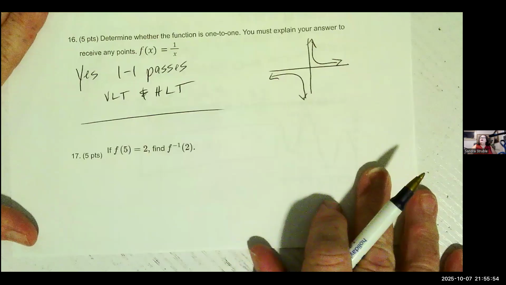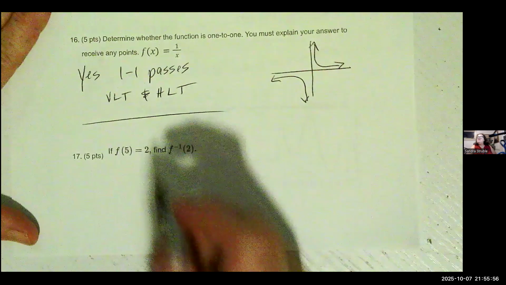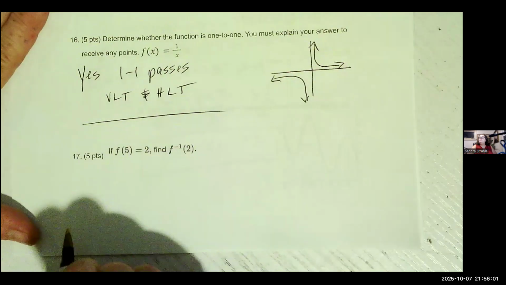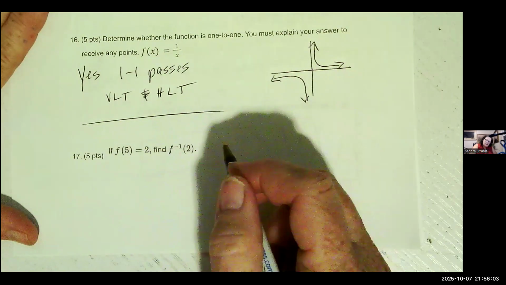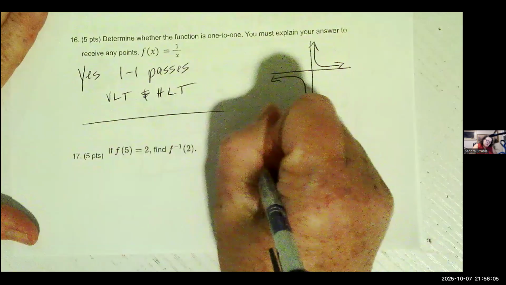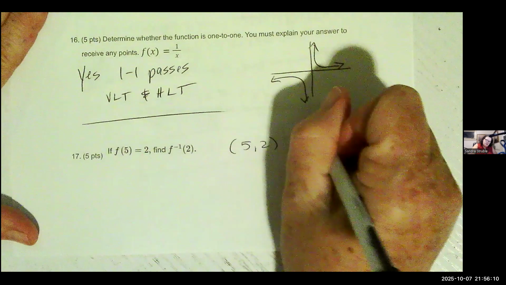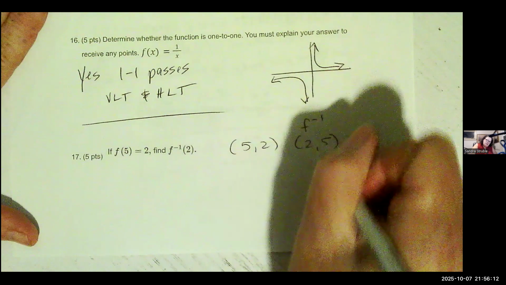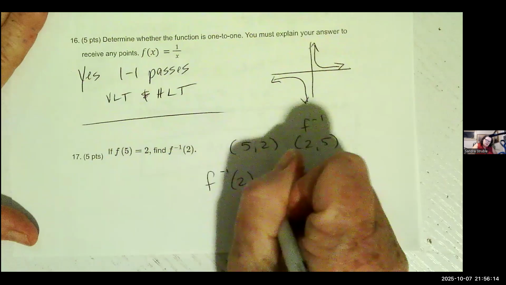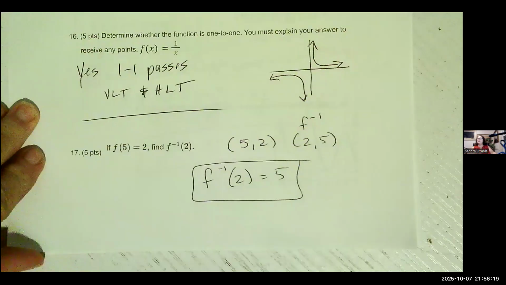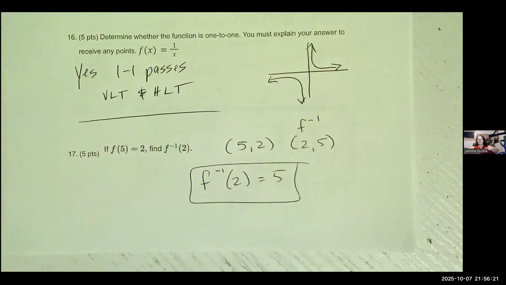All right. This is the one I warned y'all about. There's going to be one on the exam. So if f of 5 is 2, find the inverse of 2. Well, if this is (5, 2), the inverse is going to be (2, 5). So the inverse of 2 is 5. Okay. What's in the domain of the original is in the range of the inverse and vice versa. Okay. Last page.